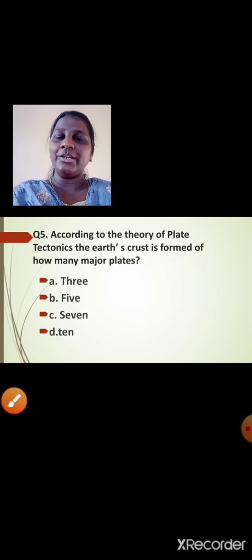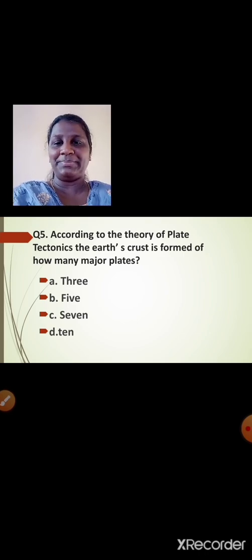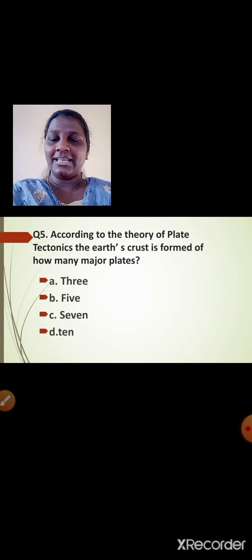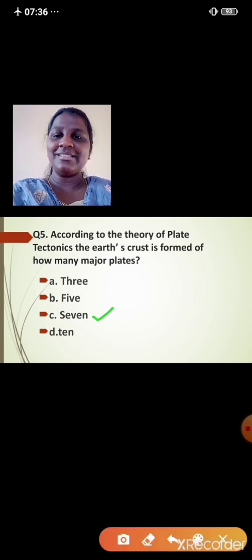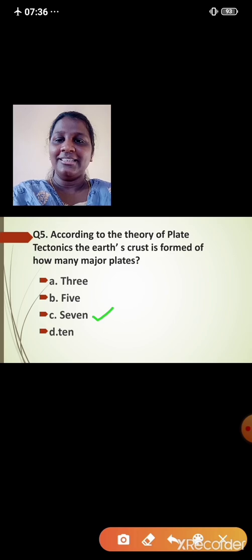According to the theory of plate tectonics, the Earth's crust is formed of how many major plates? Option A, 3. Option B, 5. Option C, 7. Option D, 10. Yes, students. Correct answer is option C, 7. Very good. The previous video we have seen, right? The 7 major plates.